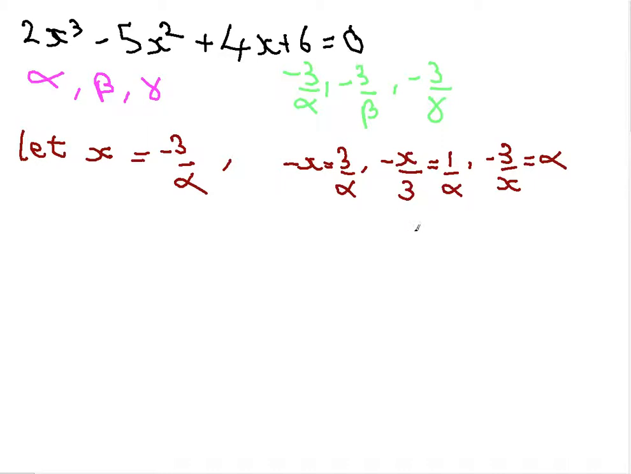Okay, so now you should easily be able to see, I'll just put a box around that for you, you should easily be able to see that if you were then to substitute minus 3 over x for every occurrence of x in this equation, then minus 3 over alpha would be a solution to that equation. Well, I'll do that for you now.